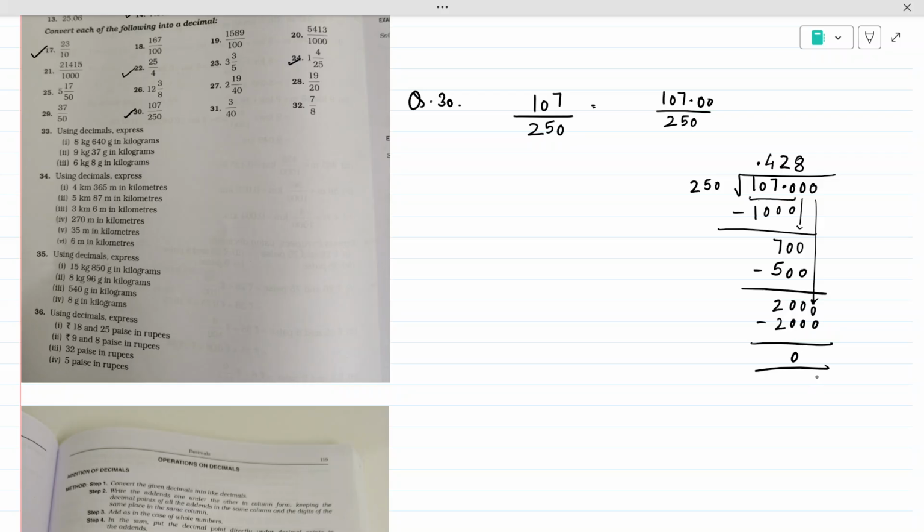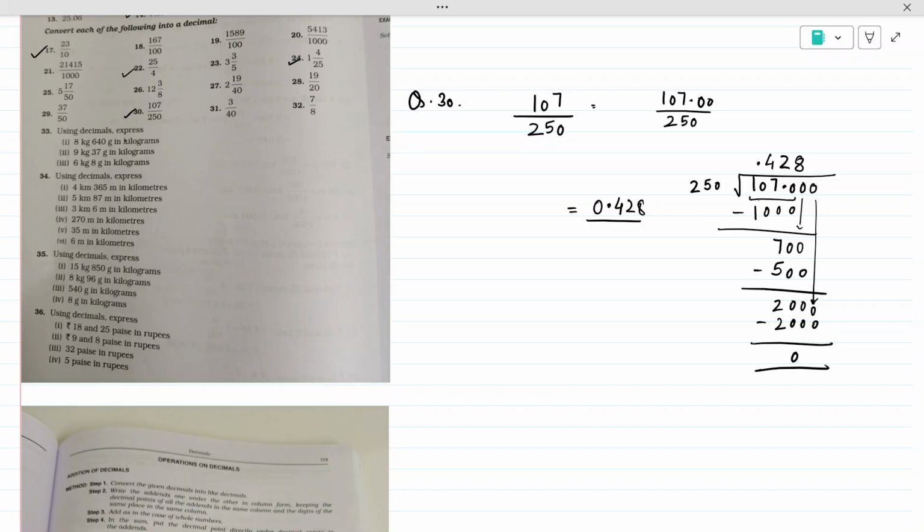So understand, kids, what we have done. Initially we have taken 2 zeros, but since we know that after the decimal, if there is no number given to us, we can take as many zeros as required. So when we are dividing it, we realize that we need one more 0 and we add one more 0 to it. Okay, so the answer is 0.428 in the decimal form. So this is how we have to do this, kids.